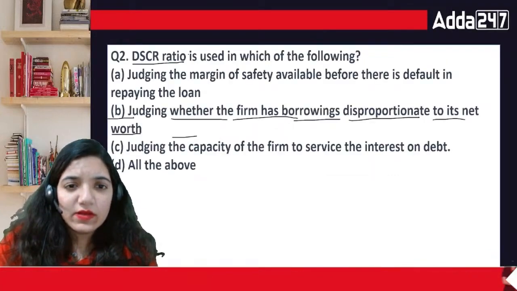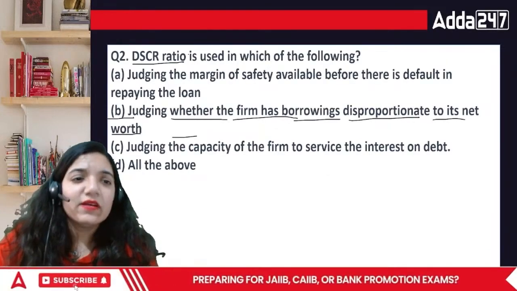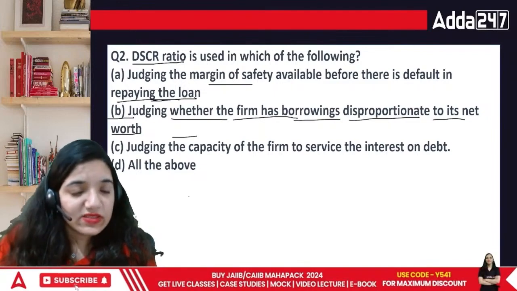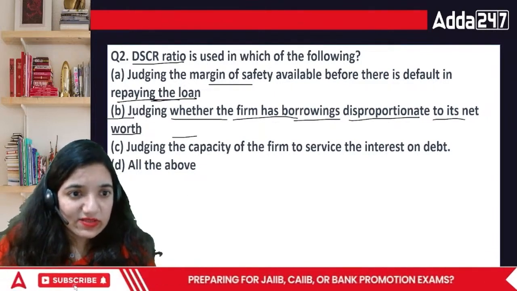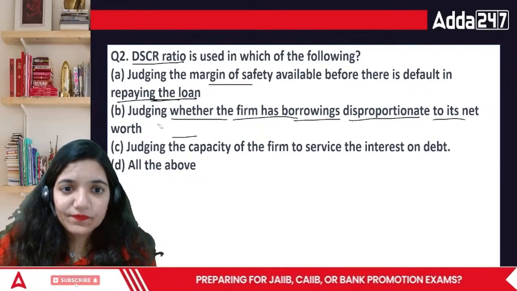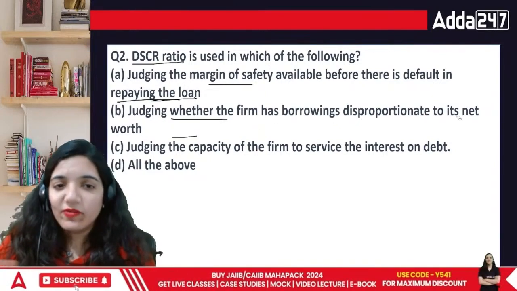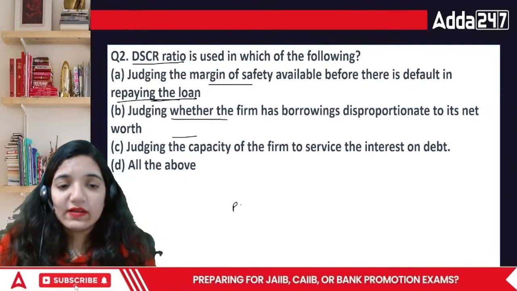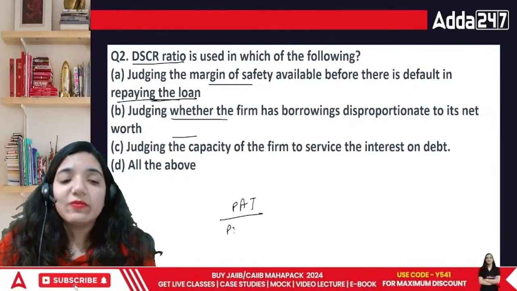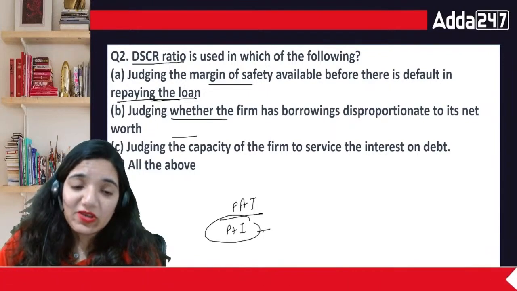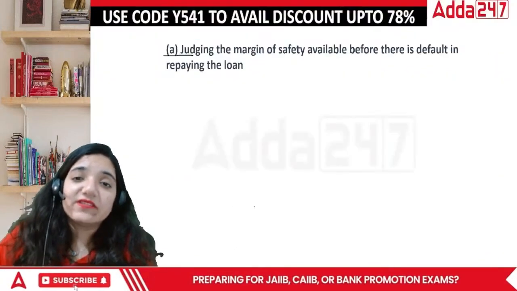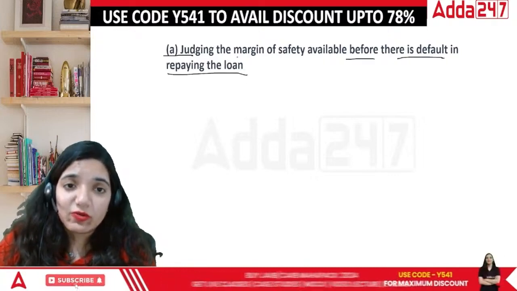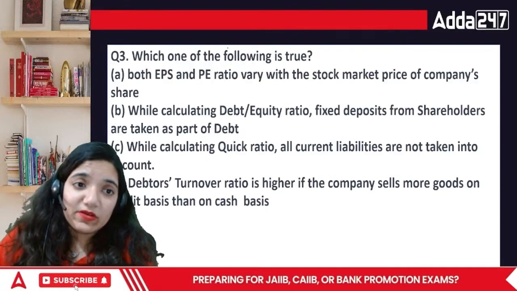No, no, judging whether the company has... no, the answer has to be A itself. Margin of safety regarding default and repayment. No, it is related to repayment of loan only. So the answer is A only. It doesn't talk about disproportionate borrowing. It asks you what is the profit you have, in context with your principal plus interest. Any kind of principal repayments that you have to make, or any kind of interest repayments, that is why it is called debt service. So before the default of repayment of the loan, what is the amount that you normally have in your pocket?